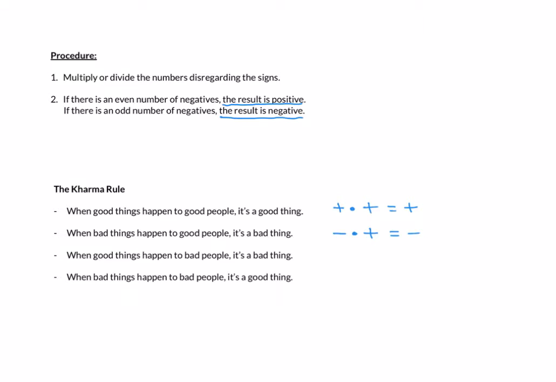Now we are all good people, so I'm sure that we agree with these statements. If you're not a good person, then you might not like the next two. The next two say, when good things happen to bad people, it's a bad thing.